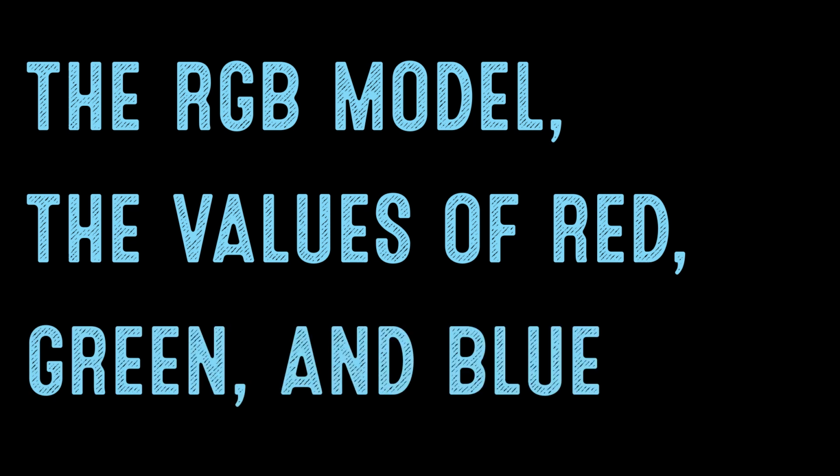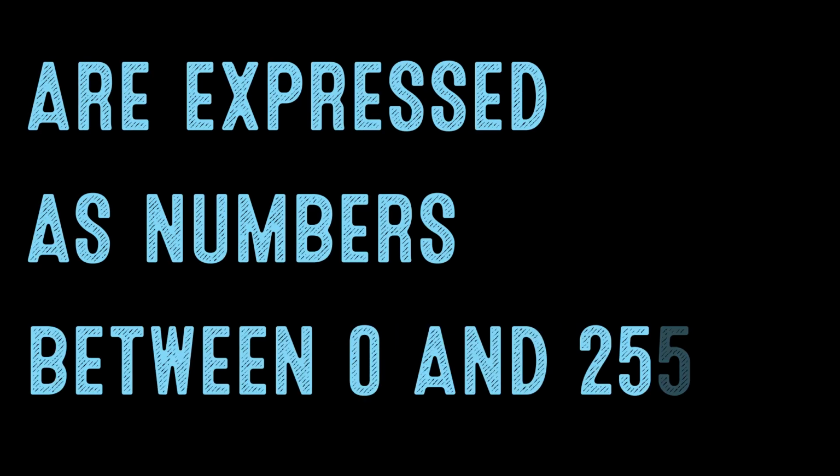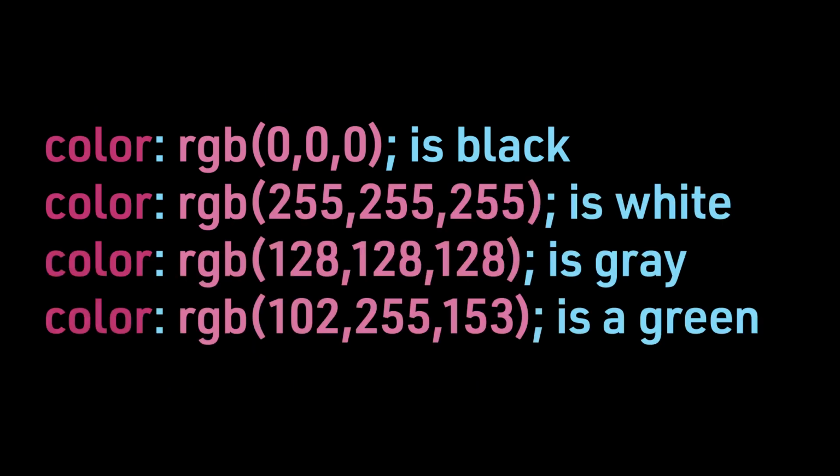In practice with the RGB model, the values of red, green, and blue are expressed as numbers between 0 and 255. So, RGB 0,0,0 is black, RGB 255,255,255 is white, RGB 128,128,128 is a gray, and RGB 102, 255, 153 is a green.